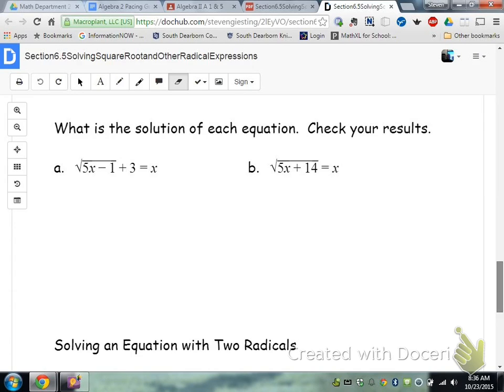Take a look at this example. What is the solution of each equation? Check your results. Square root of 5x minus 1 plus 3 equals x. Well, same thing applies. We still have to isolate the radical. So therefore, what has to go away? The 3. Tell you what, I'm going to move this to a new sheet.